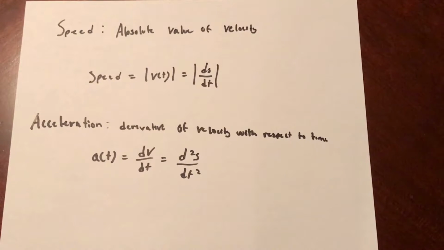Besides telling how fast an object is moving, velocity tells the direction of motion. When the object is moving forward, when s is increasing, the velocity is positive. When the object is moving backward, when s is decreasing, the velocity is negative.